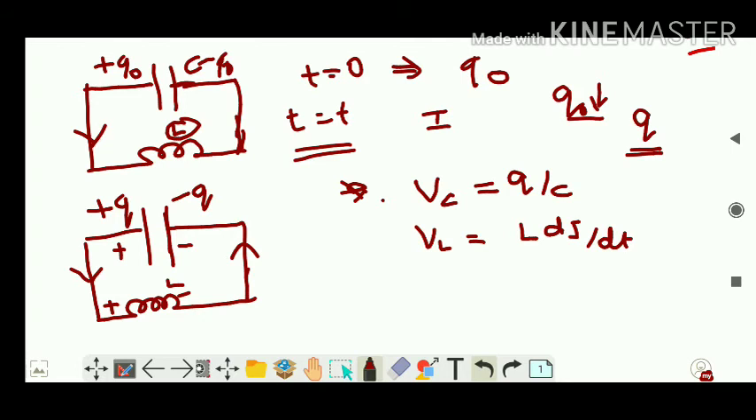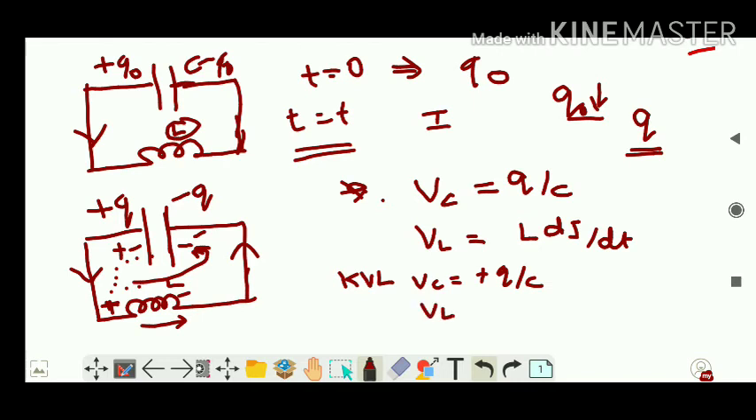Right, now let us say I'm going to take the loop like this and I'm going to apply KVL. When I apply KVL in the circuit, in the case of capacitor, the current is moving from negative to positive. That is from lower potential to higher potential. So the voltage, I will write it as plus. So VC, I will write it as plus Q by C. Whereas VL is when you consider the loop like this, the loop is moving like this. We are moving from plus to minus, that is fall in potential. So VL, I will take it as minus L di by dt.